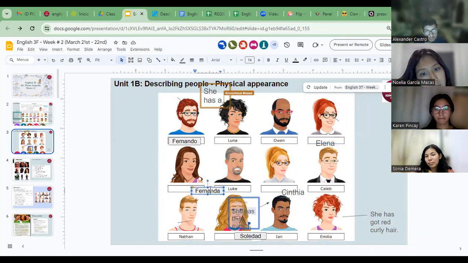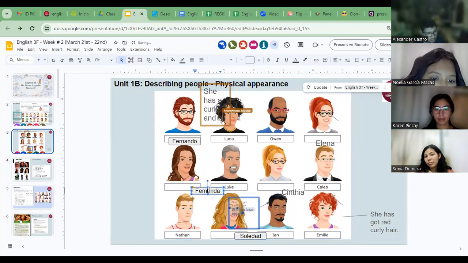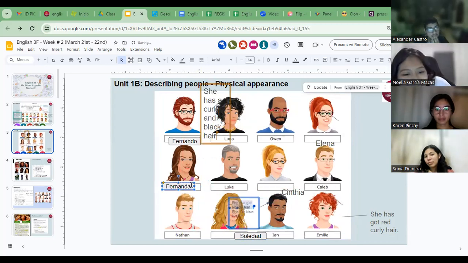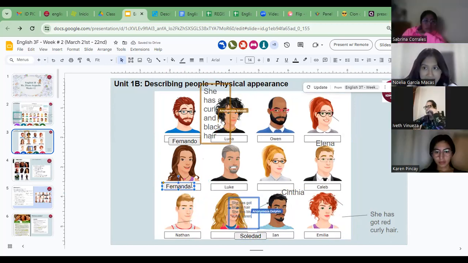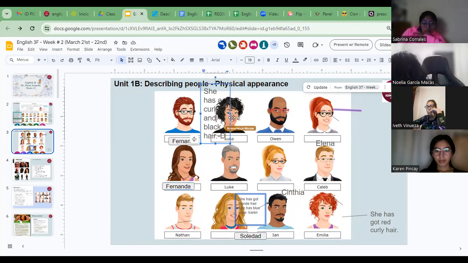Okay. What about Fernanda? How does she look? She has brown hair. Okay, she has brown hair. Is it short or long? Long. Long, okay, long brown hair. What about her eyes? Her eyes are brown. Okay, she has brown eyes. Good, good.